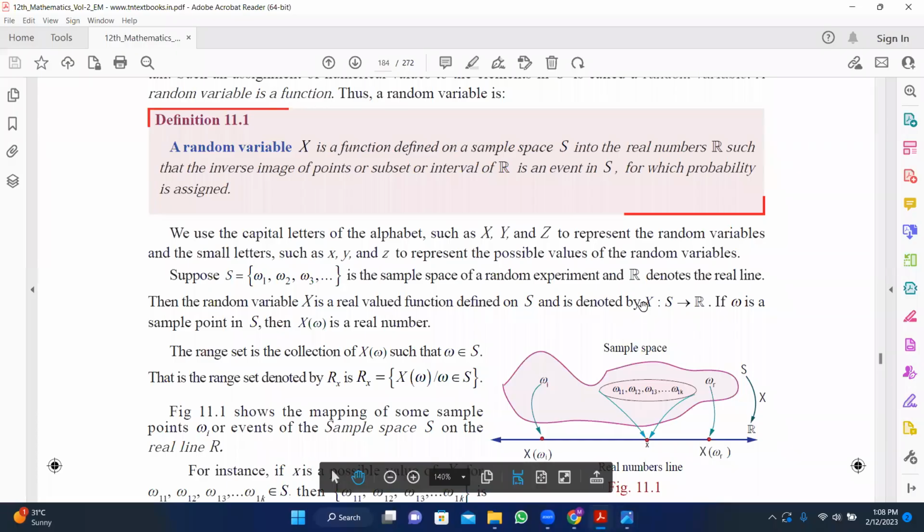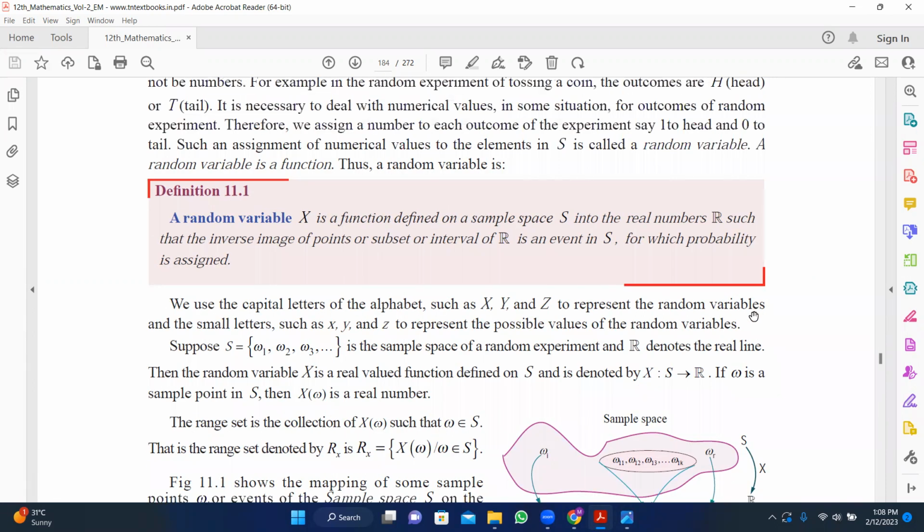Today we are going to look at some concepts related to random variables. This is chapter 11 of the Tamil Nadu State Board 12th standard textbook. So the first exercise deals with random variables and sample space.